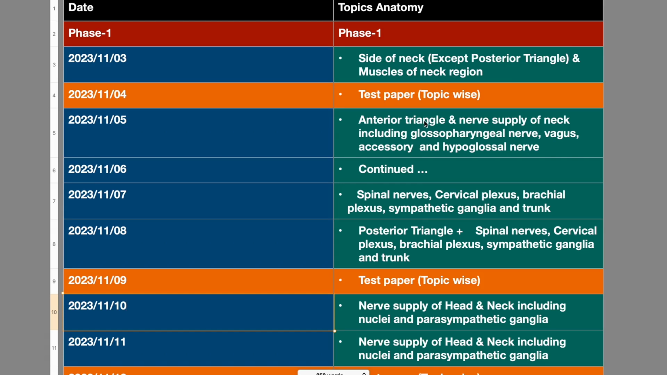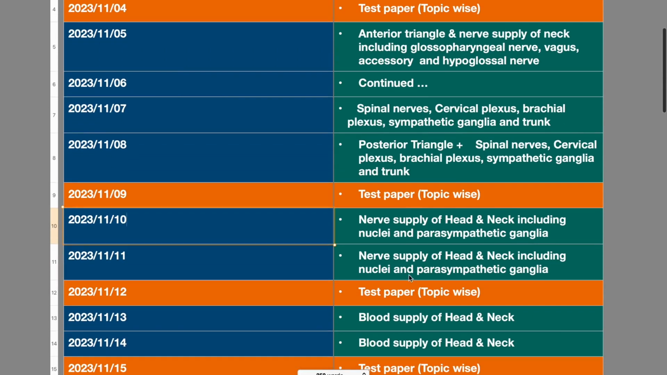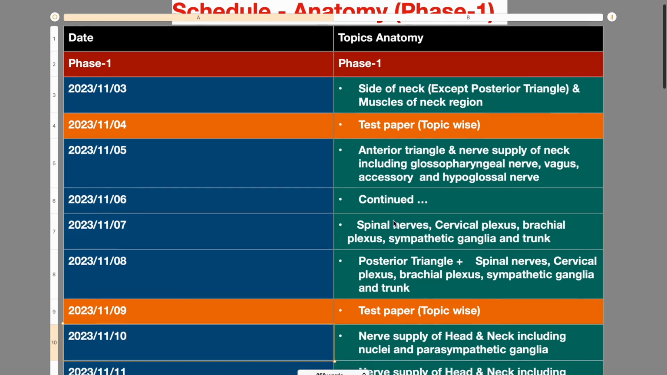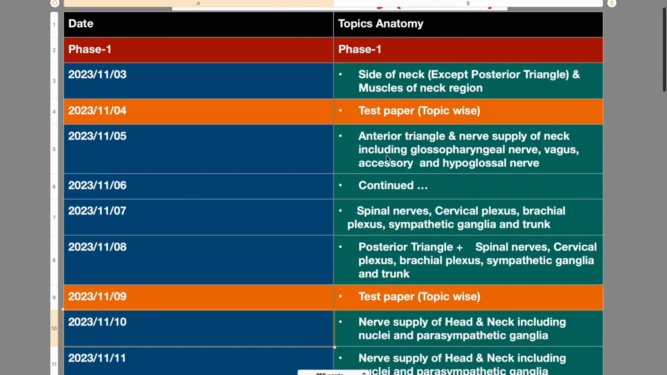And in anterior triangle, we're going to give a small review on nerve supply of the neck. It's very important to understand, though face is much more important, and that we're going to cover later on, nerve supply of head and neck separately. But a little bit of review of the neck, because you have to understand certain structures and supplies in that region to understand the anterior triangle. Okay, so the major nerves discussed will be glossopharyngeal, vagus, accessory, and hypoglossal. Okay, now it will be continued for the next day because it's a little long topic.